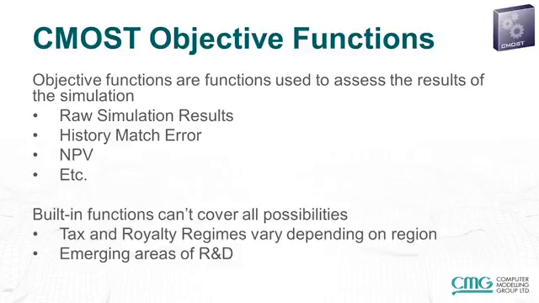So next I'd like to look at some of the CMOST objective functions and see how we can customize some of these functions in order to make more complex analysis of our simulation. By default, there's a few built-in functions that allow us to assess the results from our simulation, such as raw simulation results, where we directly see the results of something like cumulative oil or our production rates, history match error, which is used in history matching processes, NPV, which is often used in optimization processes, as well as some additional other built-in functions.